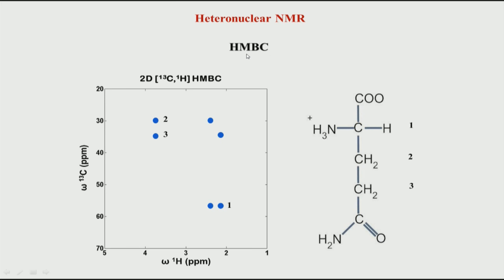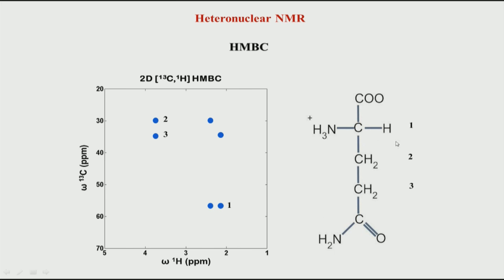So, as the name suggests, it is called heteronuclear multiple bond coherence spectroscopy. Now, what is the extra information we get here which we do not see in the last two experiments? We will have a look. Here again is a schematic, and this is the molecule glutamine which we have seen in the HSQC analysis.